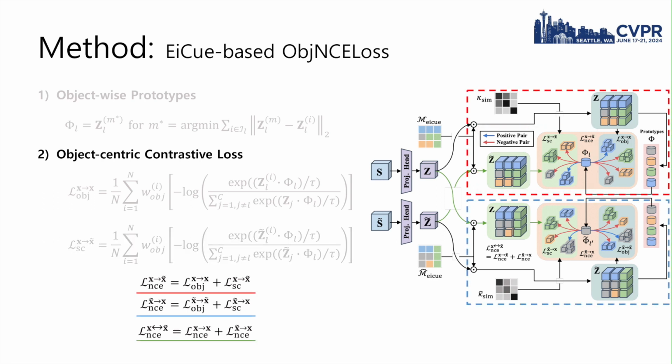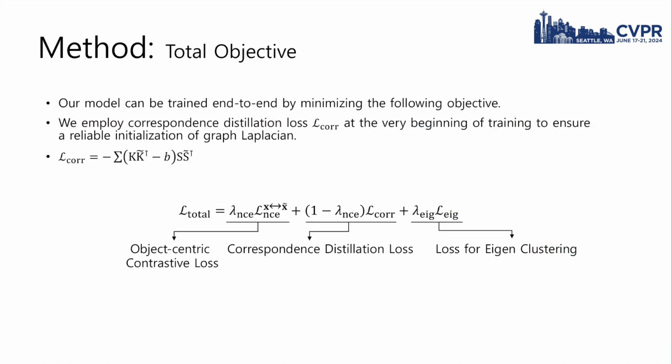Concretely, we can formulate our object-centric contrastive loss by joining two loss terms as underlined in red. The loss function we've examined so far is asymmetric, therefore we also consider the opposite case, denoted by the loss function underlined in blue. Therefore, the final object-centric contrastive loss function that we optimize is defined by the sum of two loss functions. Our model can be trained end-to-end by minimizing the following objective. We additionally employ correspondence distillation loss at the very beginning of training, to ensure a reliable initialization of graph Laplacian.